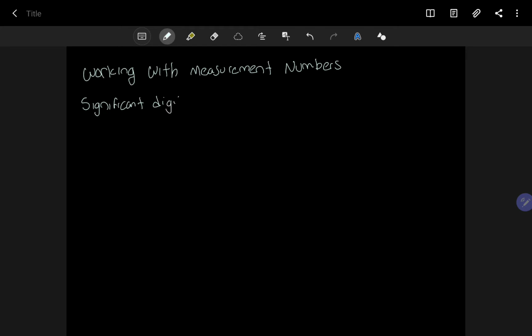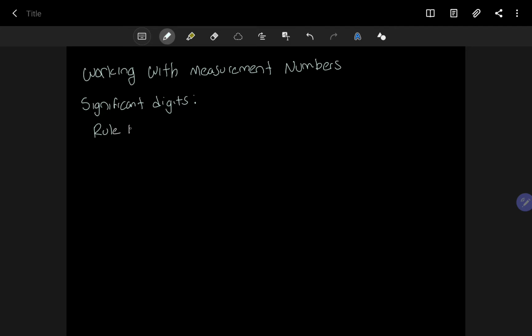Working with measurement numbers. So the main thing that we're going to see from this section, and something that you probably have seen in your science class, is the significant digits. And so in the significant digits, we have a couple rules.